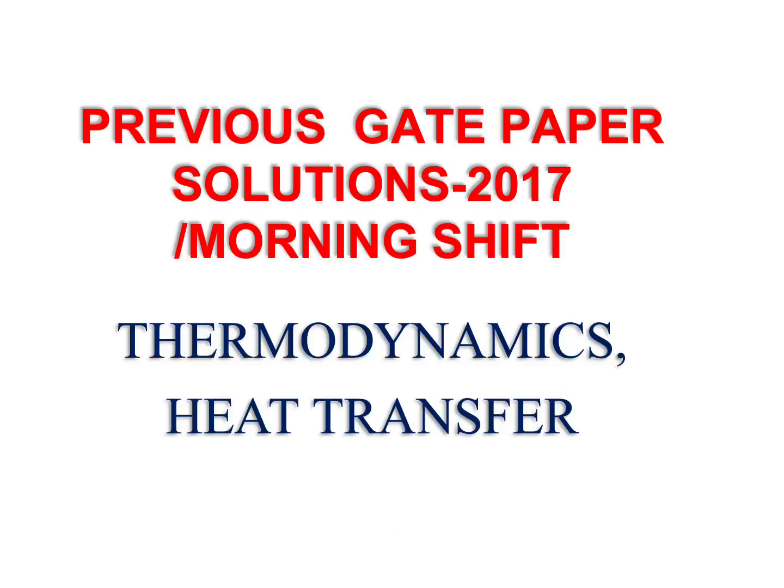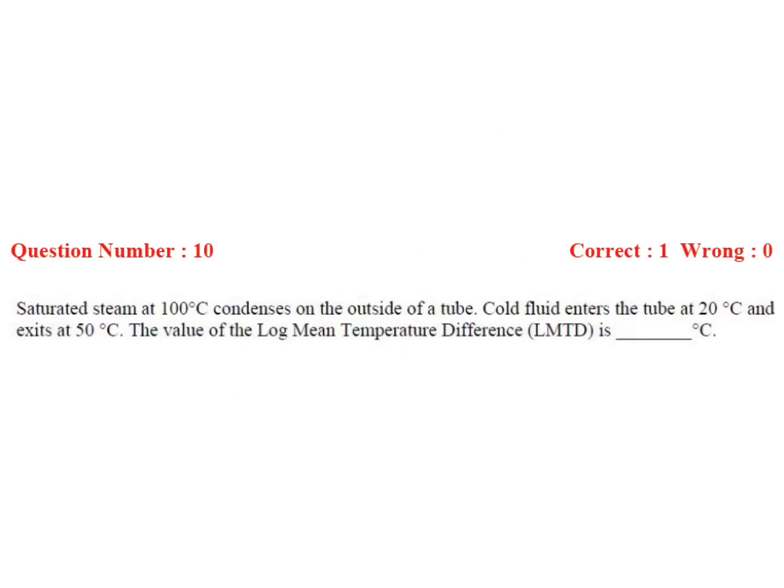In this video I will cover GATE paper 2017 morning shift, thermodynamics and heat transfer. The question is: saturated steam at 100 degrees Celsius condenses on the outside of a tube. Cold fluid enters the tube at 20 degrees Celsius and exits at 50 degrees Celsius. The value of log mean temperature difference, or LMTD, is how much in degrees Celsius? You have to give the answer.